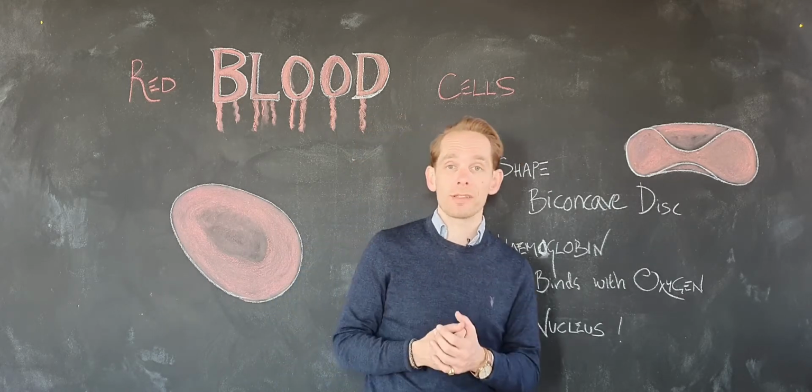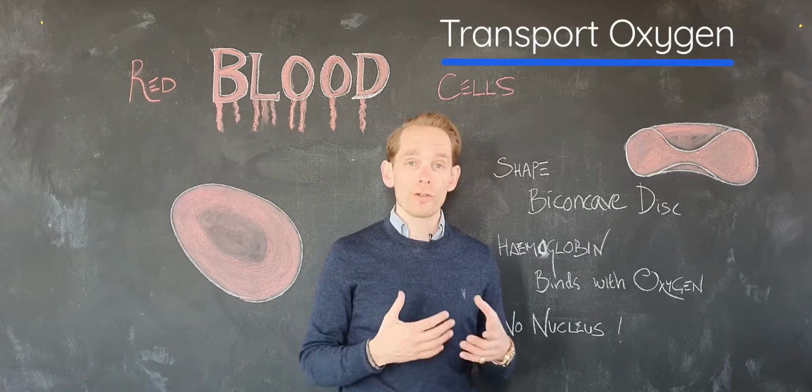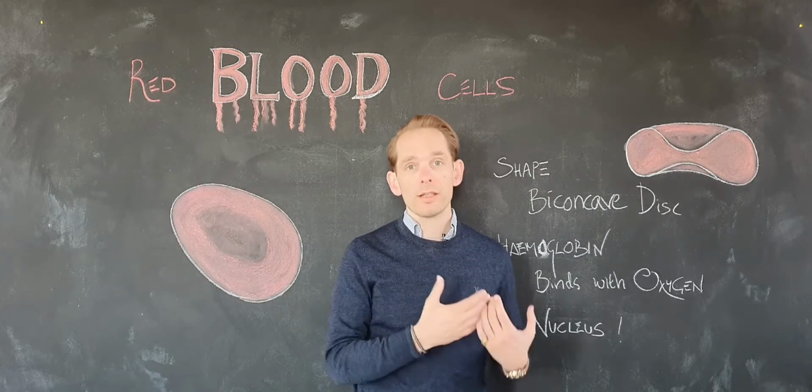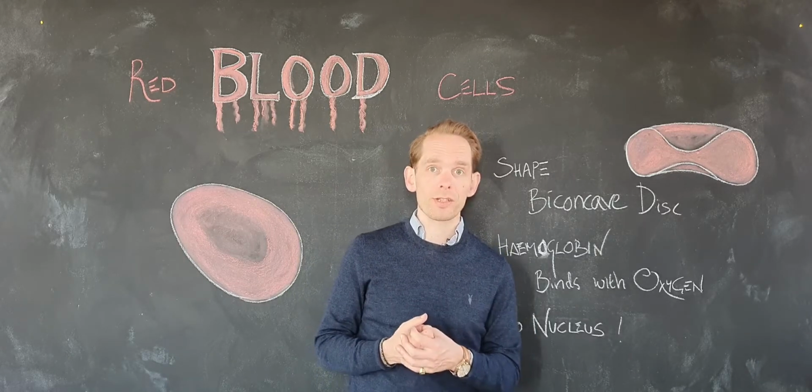The role of red blood cells is to transport oxygen around your body, to take it from your lungs to all the cells of your body where oxygen is needed.